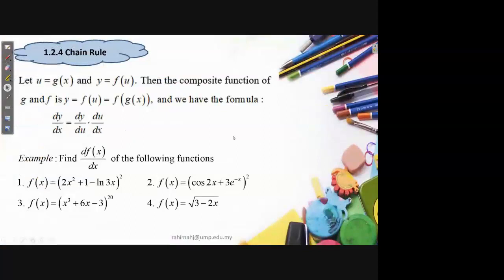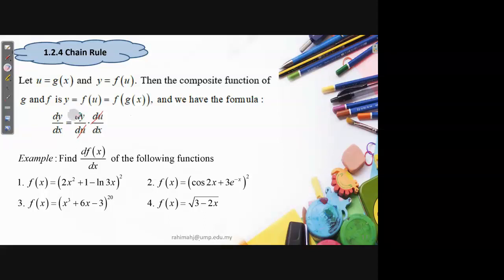Okay, so now we let u is g(x) and y is f(u). Then the composite function of g and f is y equal to f(u) equal to f composite of g(x), and we have this formula dy/dx is equal to dy/du times du/dx. Okay, how to prove this? Is it dy/dx equal to dy/du times du/dx? See, we can cancel out du and du. So what's left is dy/dx. So that's why dy/dx is dy/du times du/dx.